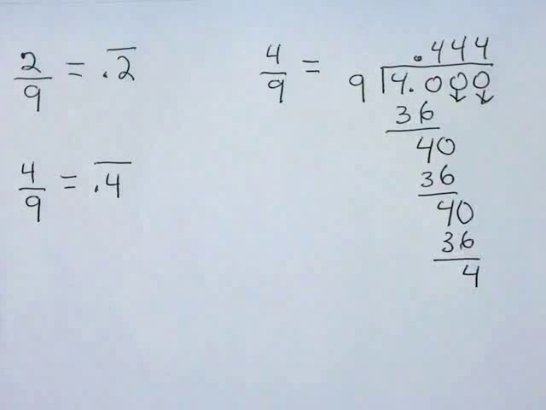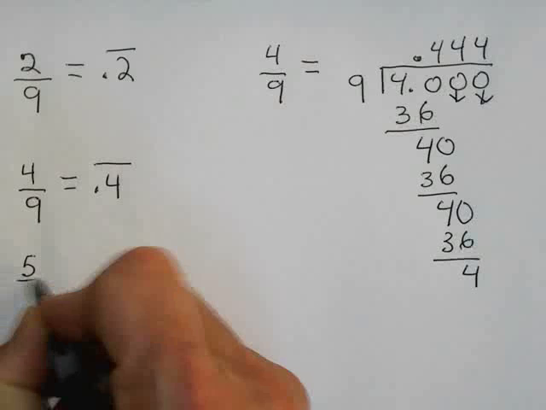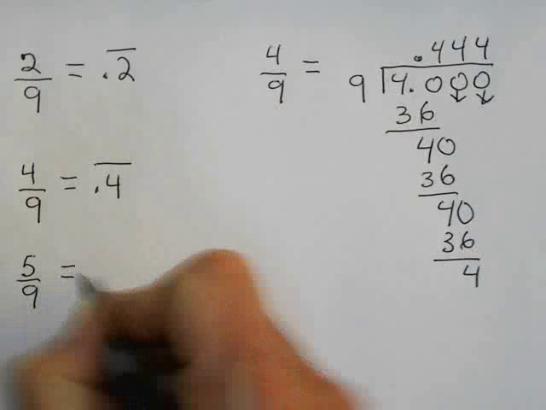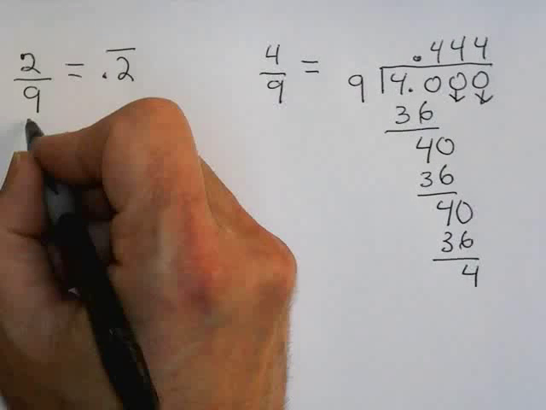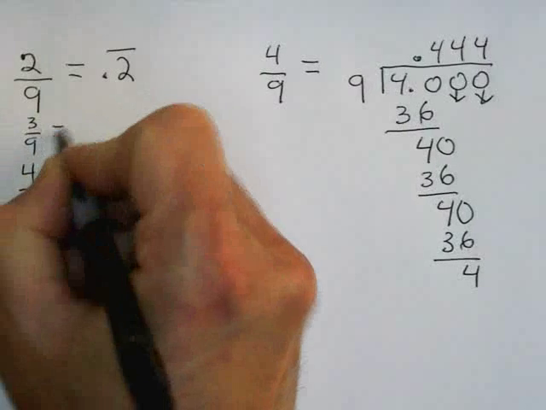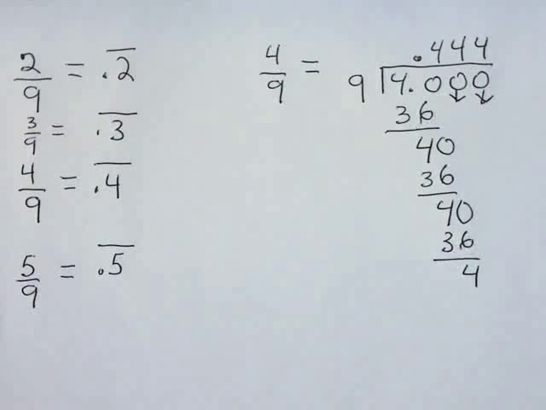Now, think about this for a second. If 2/9 equals 0.2 repeating, and 4/9 equals 0.4 repeating, well, if you haven't already guessed it, 5/9 is going to equal 0.5 repeating. And 3/9 would equal 0.3 repeating. And this pattern occurs all the time when we're dealing with decimals that repeat.